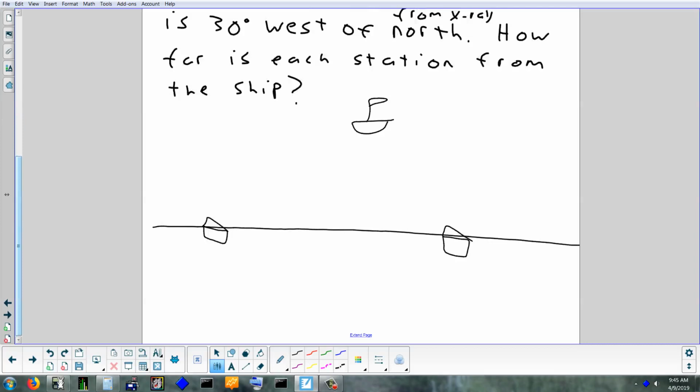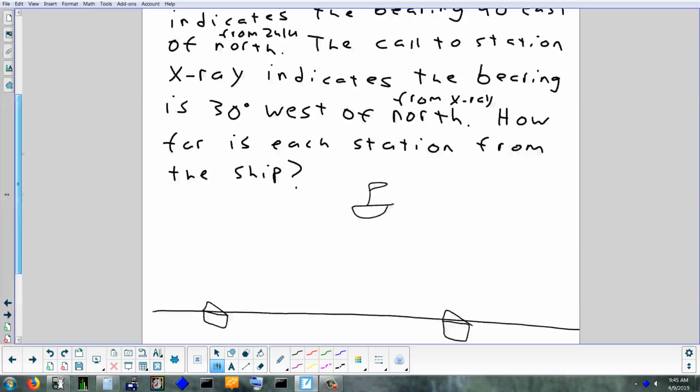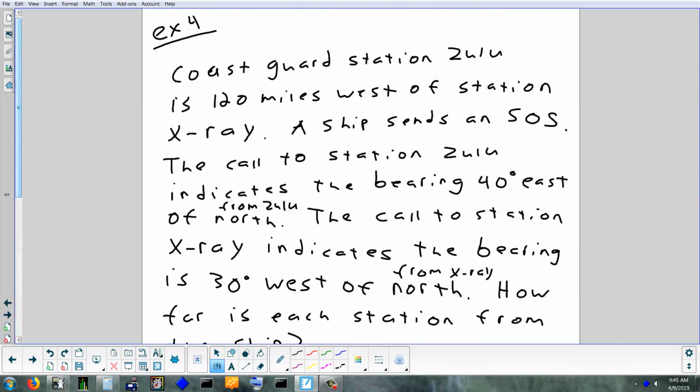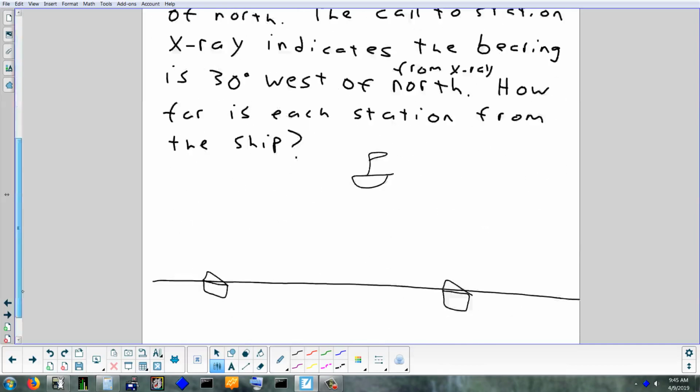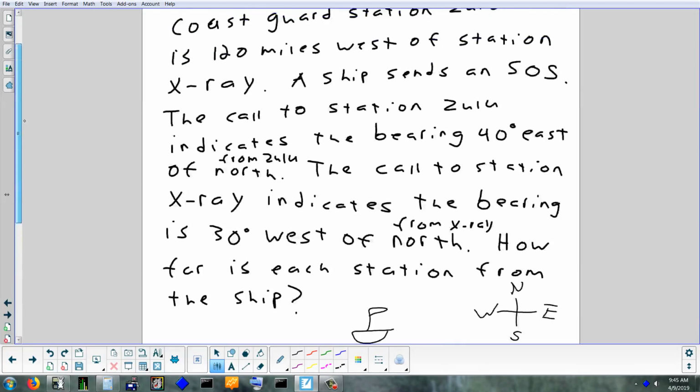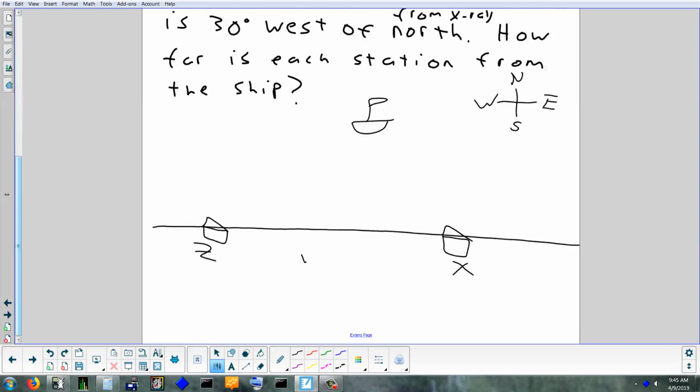Now, what do we know? Let's see. We got to put names on the Coast Guard stations. It says Coast Guard Station Z is to the west of X. So this is Z. This is X. Just make sure we know directions. This is north, south, east, west. So we got our Coast Guard stations. How far apart are they? 120 miles. 120 miles from here to here.